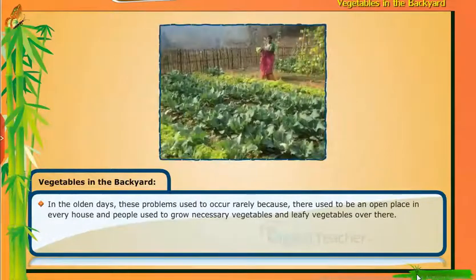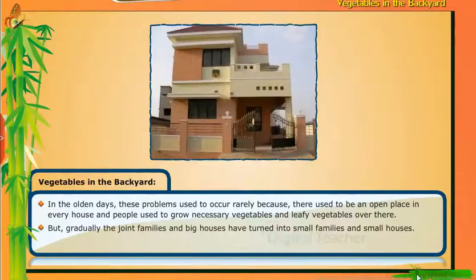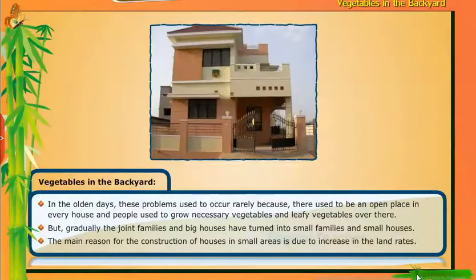In the olden days, these problems used to occur rarely because there used to be an open place in every house and people used it to grow necessary vegetables and leafy vegetables over there. But gradually, the joint families and big houses have turned into small families and small houses. The main reason for the construction of houses in small areas is due to increase in the land rates.